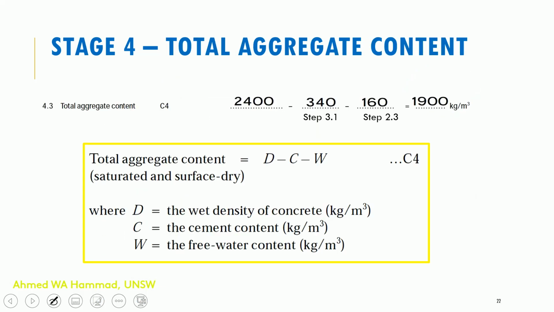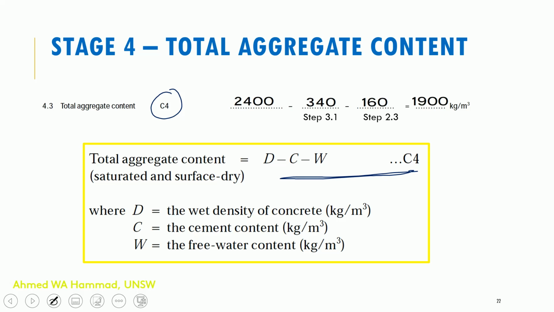So we move on now to step 4.3. Step 4.3 determines the total aggregate content. Again, the guide says that we need to look at equation C4. And equation C4, you can see the equation in front of you, says that the total aggregate content is obtained if we get D, the wet density of the concrete, and then we minus C, the cement content, and then minus W, the free water content. And each of these we've already obtained from previous steps.